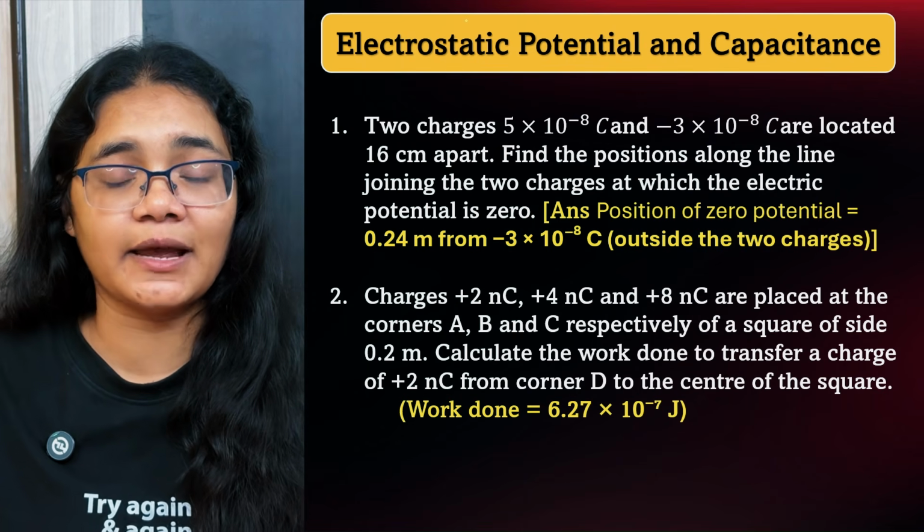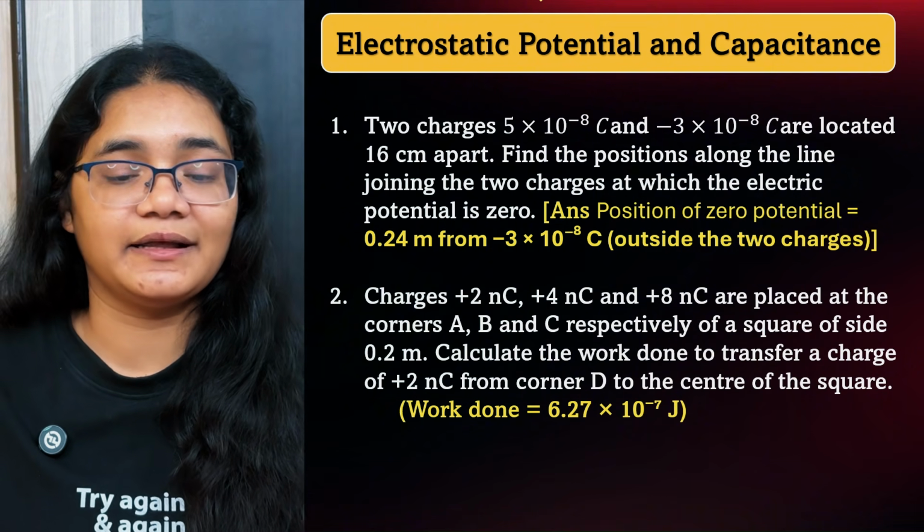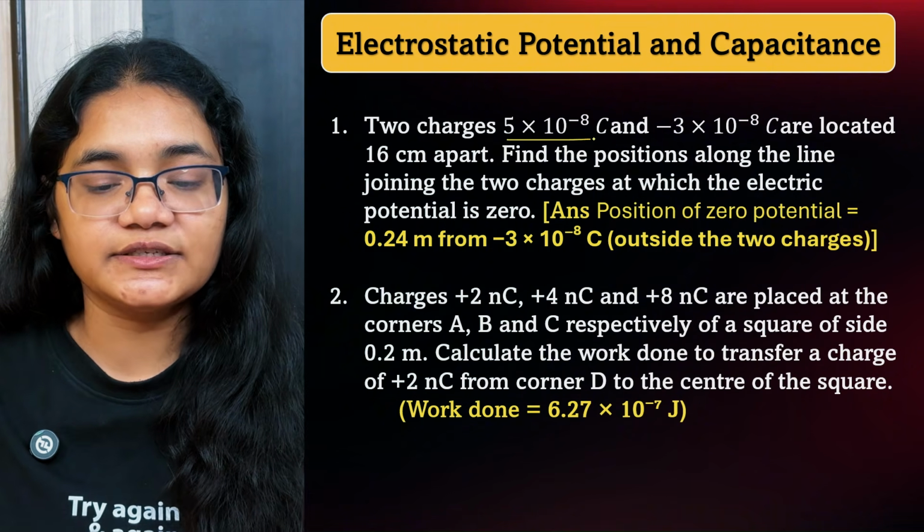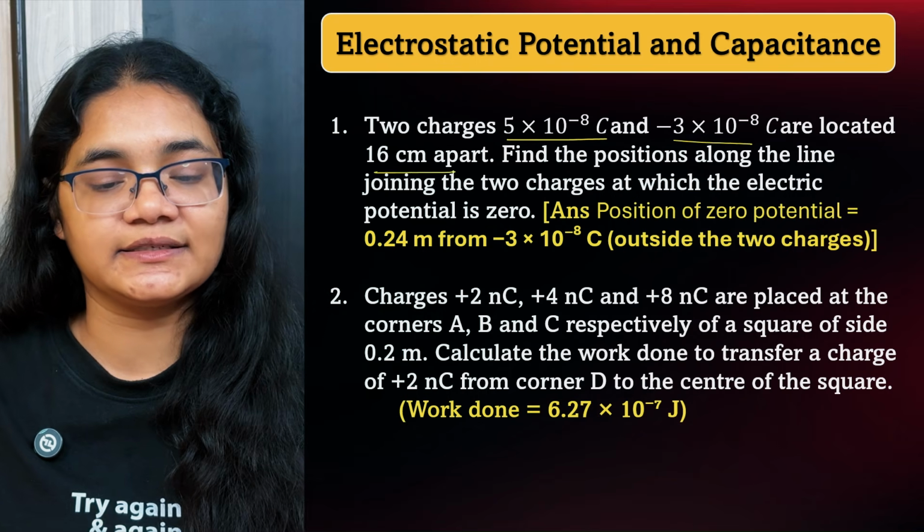Now we will see the second chapter, that is electrostatic potential and capacitance. So the first question is: 2 charges of this much coulomb and this much coulomb are located 16 centimeter apart.